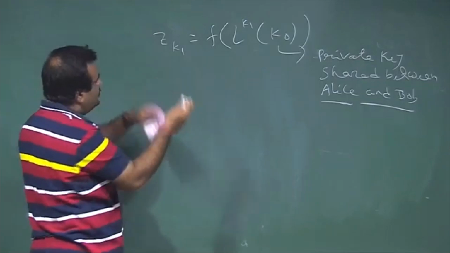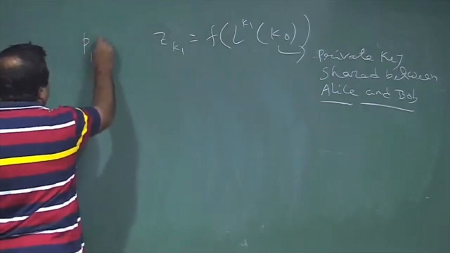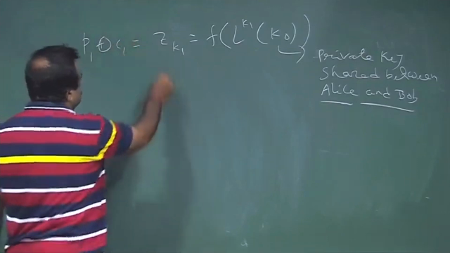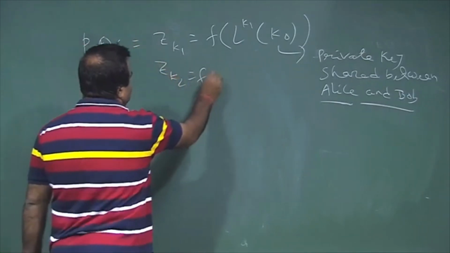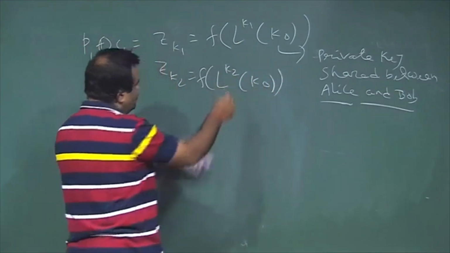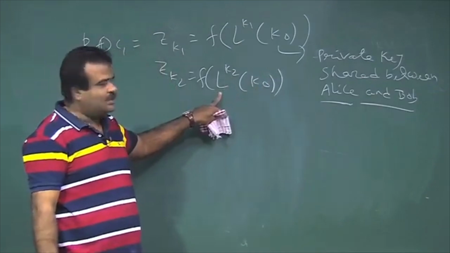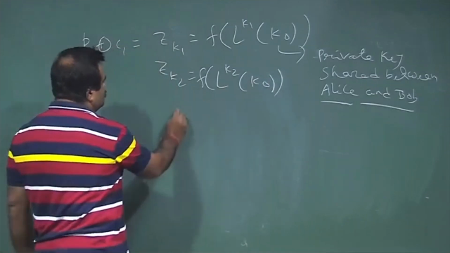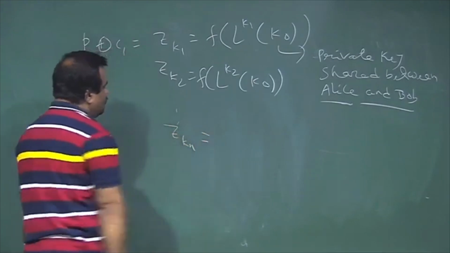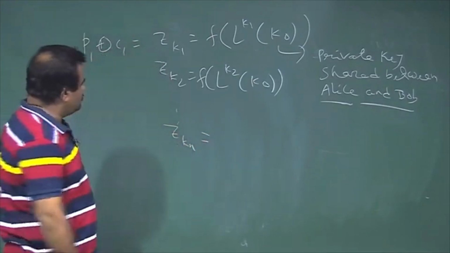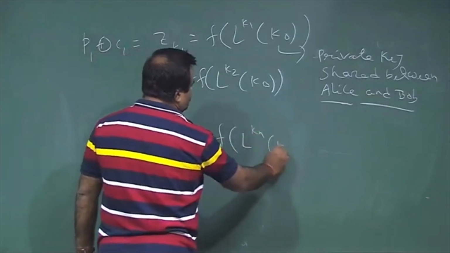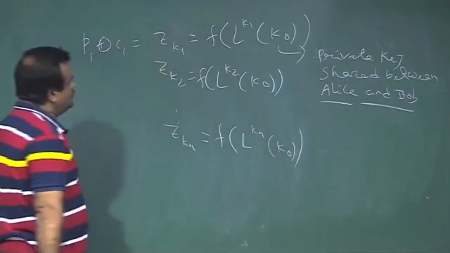Because we know that P1 XOR C1 is basically Z1, similarly we have X2, which is basically F of LK2. So these are all state update functions for LFSR, but it could be a general stream cipher. This way we have n many key stream bits, and these are all functions of K0.